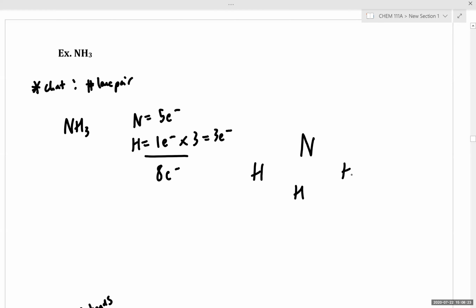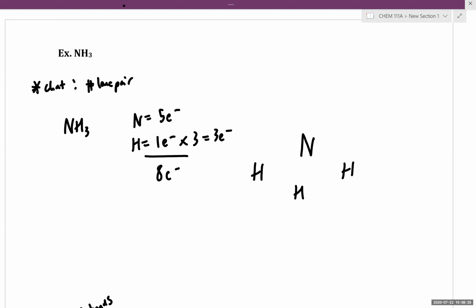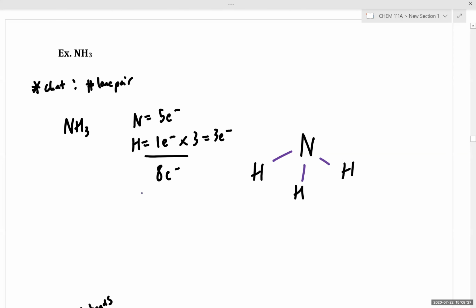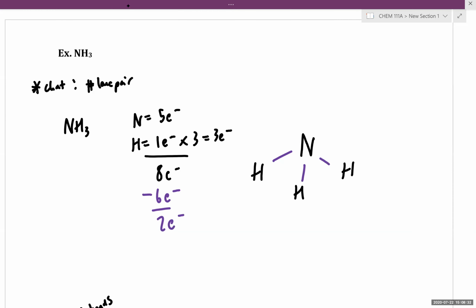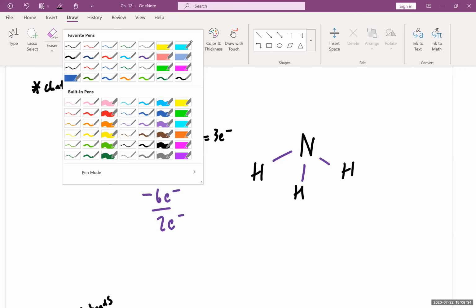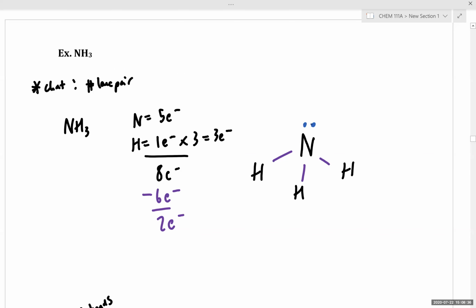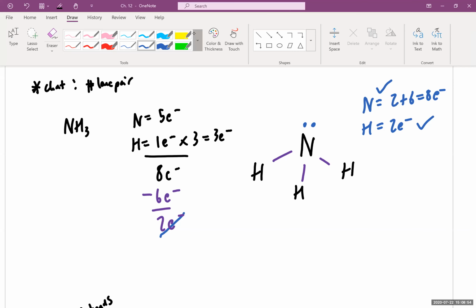We surround it with 3 hydrogens, and then we form 1 bond each. That uses up 6 electrons. We have 2 electrons remaining, and we place our remaining 2 electrons on nitrogen to fulfill its octet. As we see, nitrogen has 2 plus 6 or 8 electrons, so it has a complete octet. Hydrogen has 2 electrons, another complete octet. Does this example make sense to everyone? Any questions on this first example?